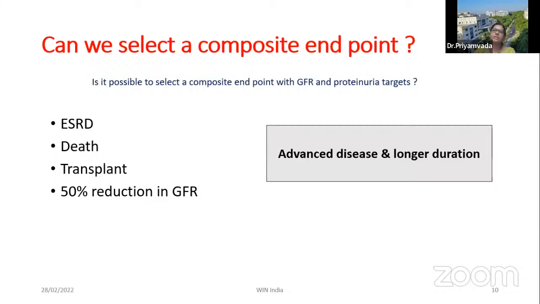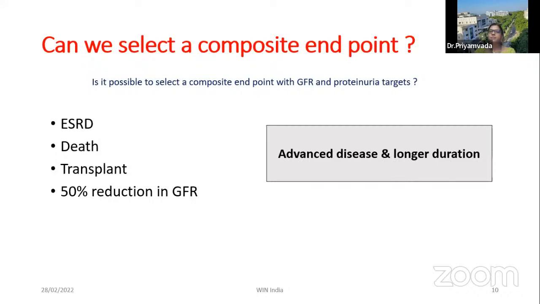Can we select a composite endpoint? So let us say I want to select a composite endpoint of ESRD, death, transplant, and a 50% reduction in GFR, which looks pretty meaningful. Is it possible? It is definitely possible, I feel, ma'am. But probably the study duration will have to be longer if we take it as a composite endpoint.